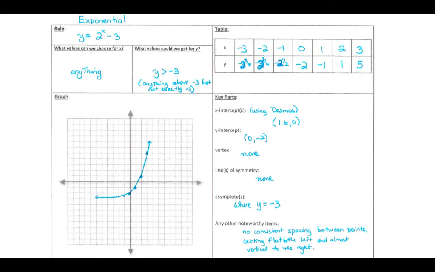Now, there's no consistent spacing. It looks like it's getting flat to the left and almost vertical to the right, but it never gets perfectly vertical, because perfectly vertical would mean I plug in a value for x and get multiple answers for y, and that's not happening here. But it is getting really big really quick on the right.